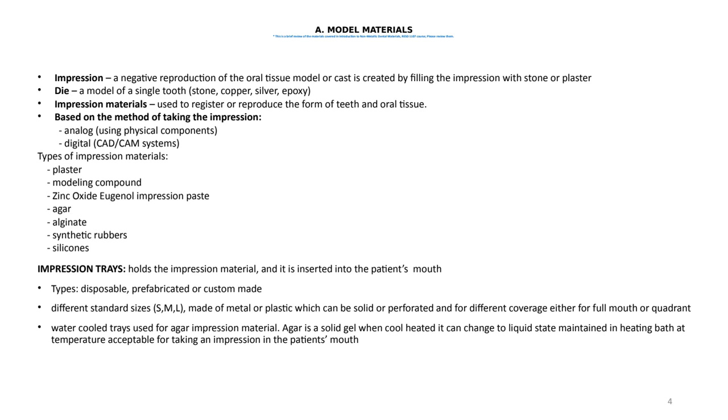So we have different types of impression materials. We just talked about these: the plaster, the modeling compound, zinc oxide eugenol impression paste, agar, alginate, synthetic rubbers, and silicones. Impression trays are used to hold the impression material, and they are inserted in the patient's mouth along with the impression material to take the mold. Okay. They're different types. They can be disposable, prefabricated, or they can be made in the lab. So this is something that we can do in the laboratory.